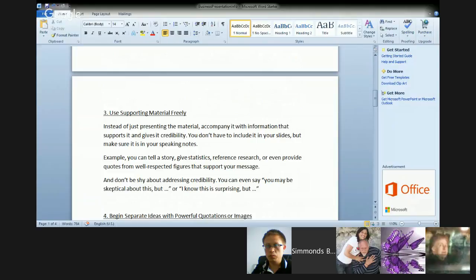Very good. So here it's talking about using different material, and you can use whatever you want to help get to your goal and establish credibility, establish what you're talking about, okay? And so this is how you can do it. So again, you can tell stories, you can give statistics, reference research, quotes, etc. Okay? You can use this in a slide or not. That's not very important, but you need to make notes about it.